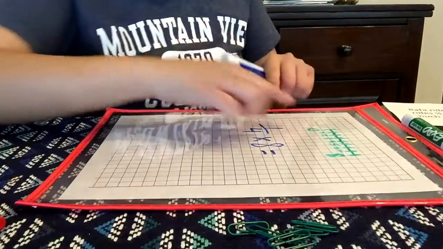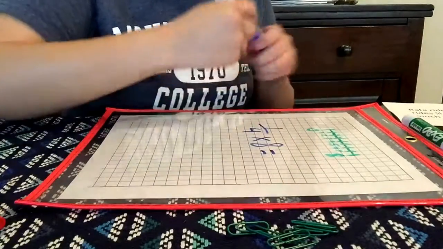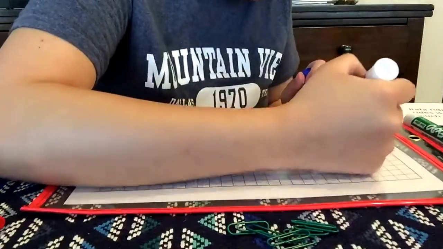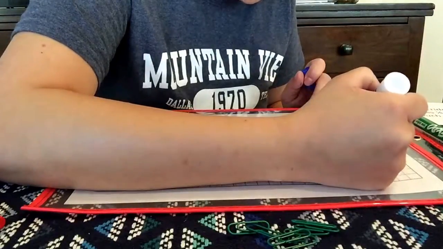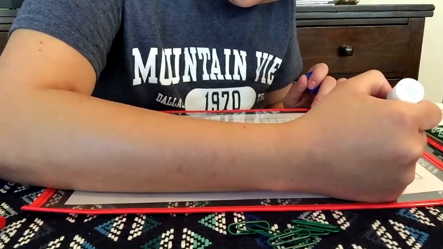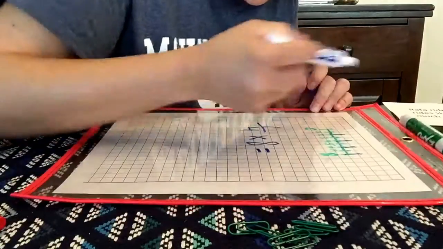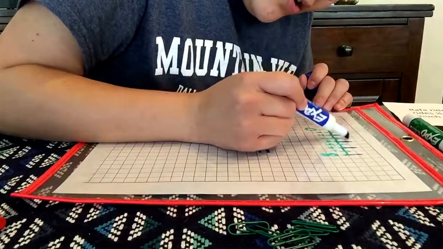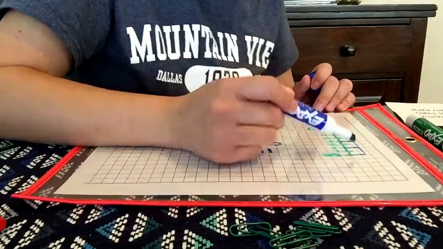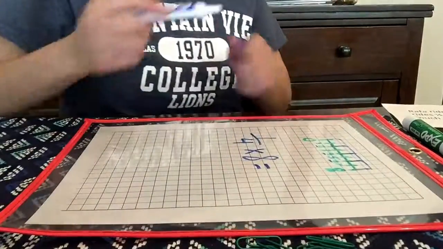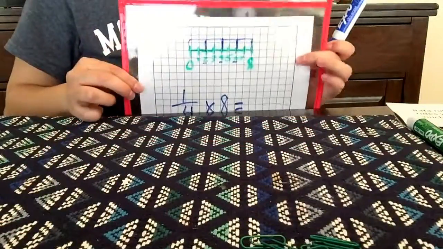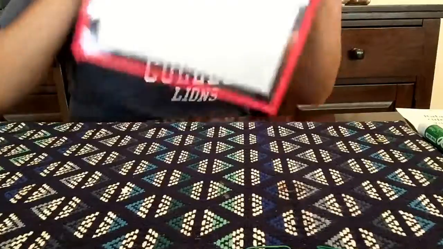So we have the group here. We can split it right here, right here, right here, and right here. Here are our four groups of 2.